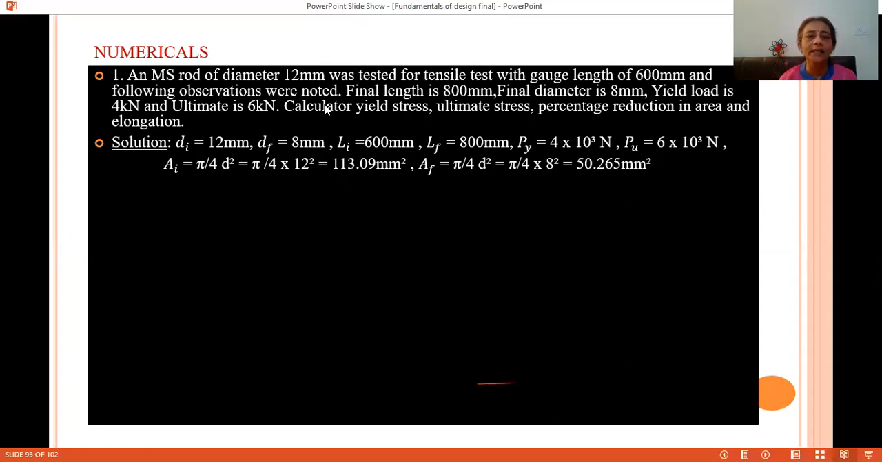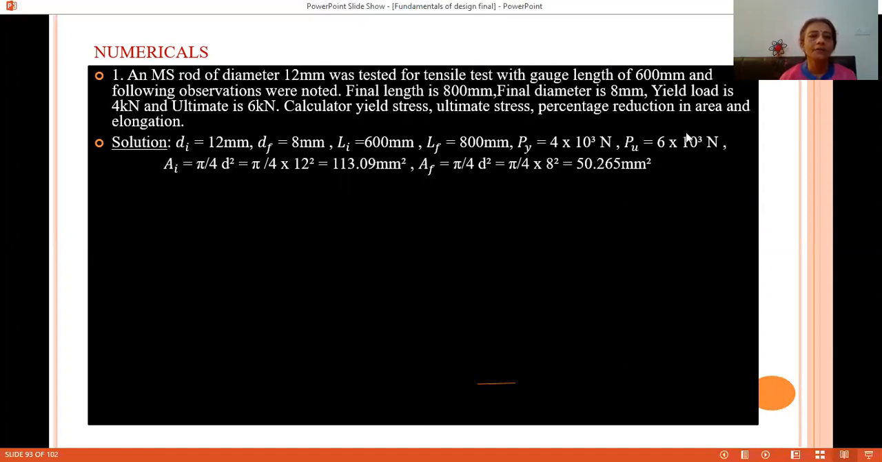Whenever we start any numerical, first of all in the solution we must write given data. So here we are given initial diameter 12 mm, final diameter 8 mm, initial length is 600 mm, final length is 800 mm, yield load is 4 kilonewton, so 4000 Newton, ultimate load is 6 kilonewton, so it is 6000 Newton.